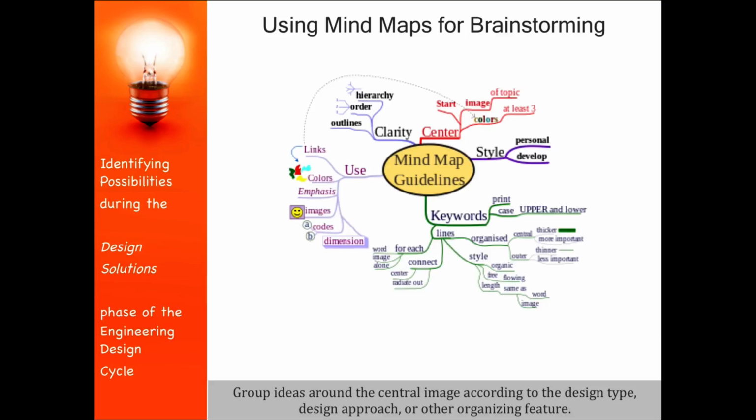Here is an example of a mind map structured under the guidelines just addressed in the previous slide. Notice how color is used to separate categories of ideas, and connections are made hierarchically so that organization extends from the image in the center outward to the outer reaches of the mind map.